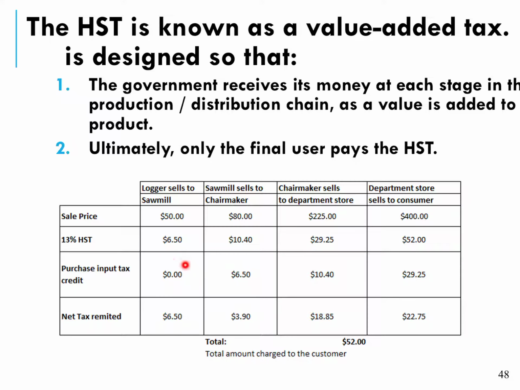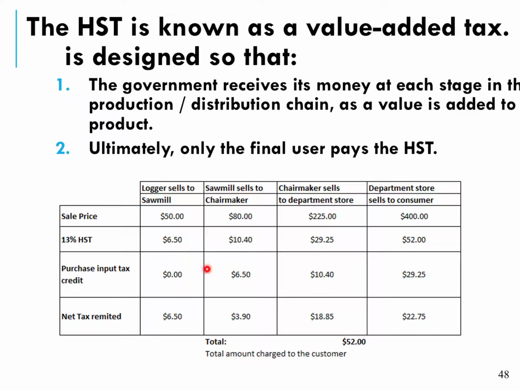But like with GST, what do we have? Well, they can get a refund for the amount that they paid. So this person paid $6.50 already in the amount of HST in this case. So they get a refund, $10.40 minus $6.50. So they're only remitting $3.90 to the government. In this particular case, $29.25 minus $10.40, and we're at $18.85. That has to be sent to the government. Here, 52 minus this, and we're at 22.75.